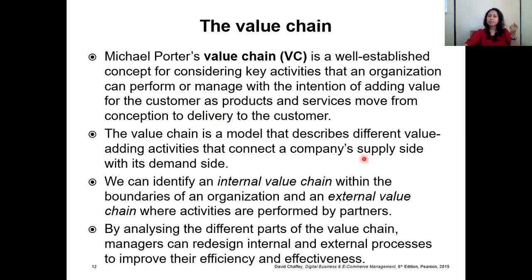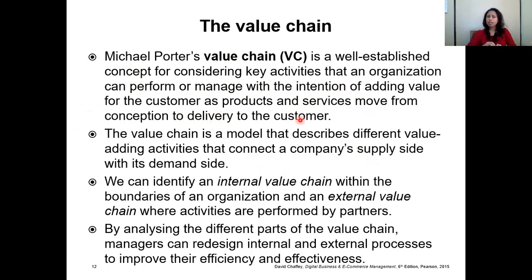So this slide says, Michael Porter's value chain is a well-established concept for considering key activities that an organization can perform or manage with the intention of adding value for the customer as products and services move from conception to delivery to the customer. So what is the main focus of a value chain?